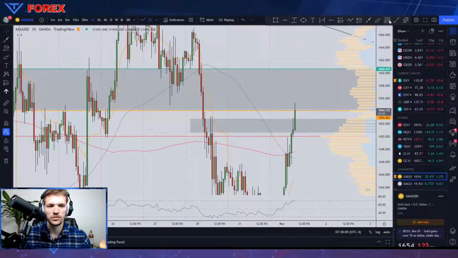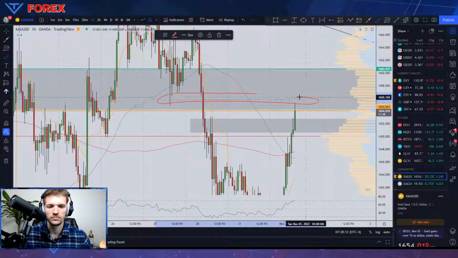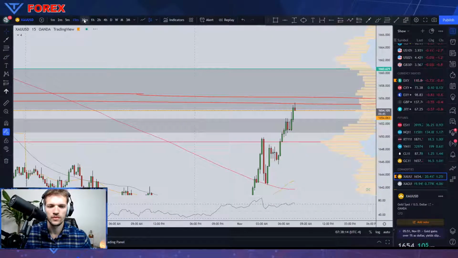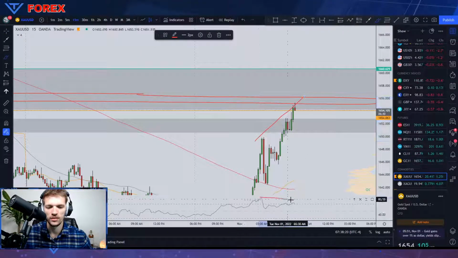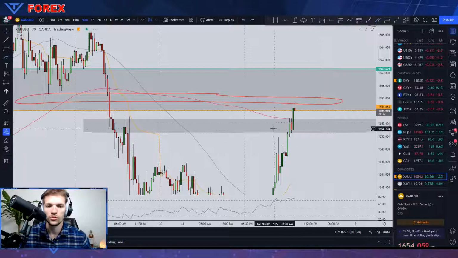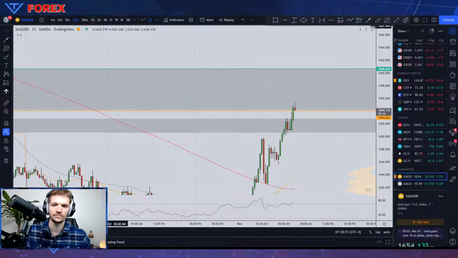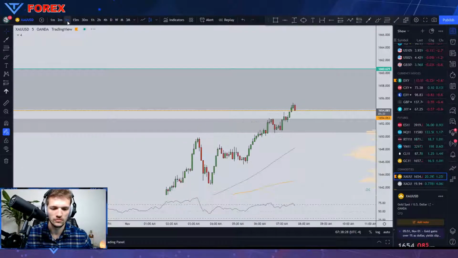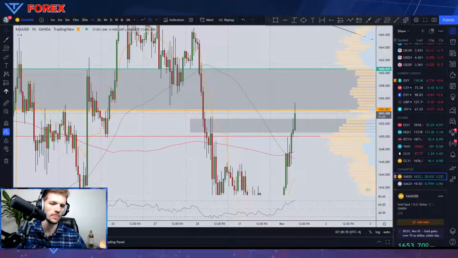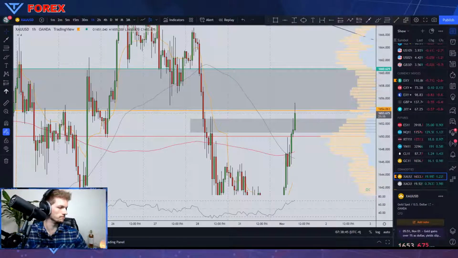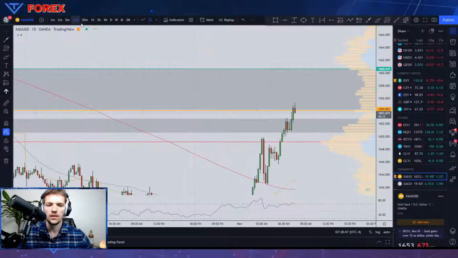Gold running into some issues here. Showing some nice divergence here on the RSI on this move. So gold shorts could be very interesting here. I'm going to take a stab at the gold shorts. Just took a stab at some gold shorts.